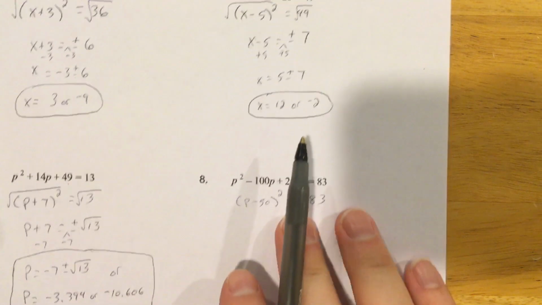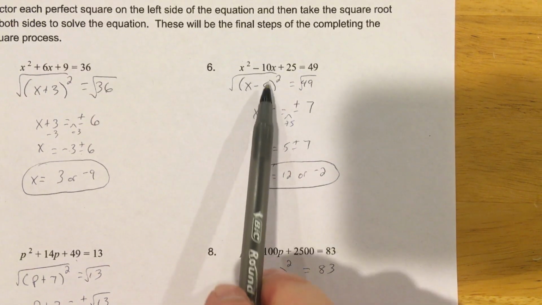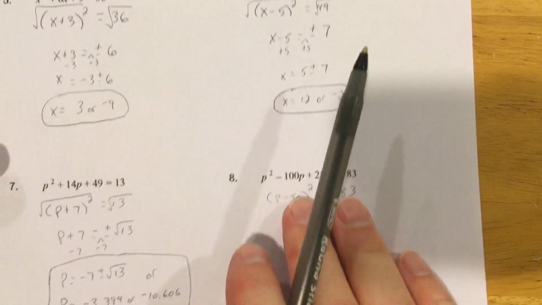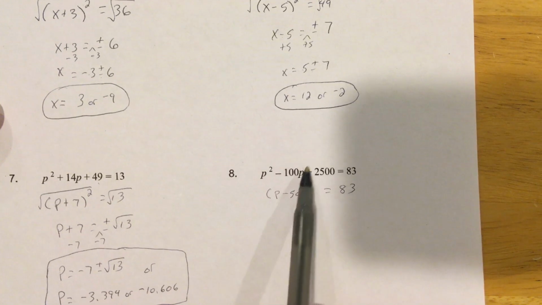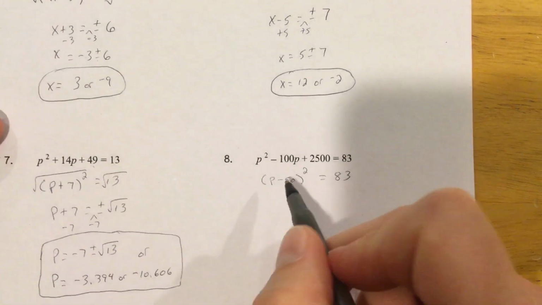Now you'll notice that in all of these cases, once you have it set up, you're always getting x and then half of the middle, right? Half of 6 was 3, half of negative 10 was negative 5, half of 14 was 7, half of negative 100. That's not a coincidence. That's how it's always going to be for us.